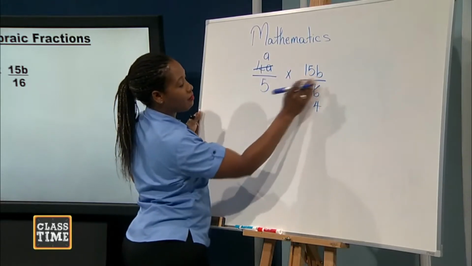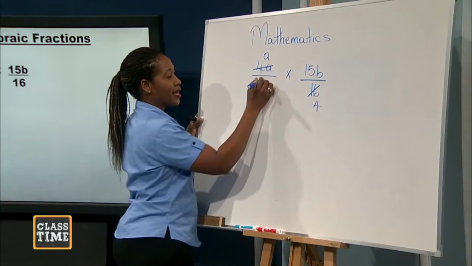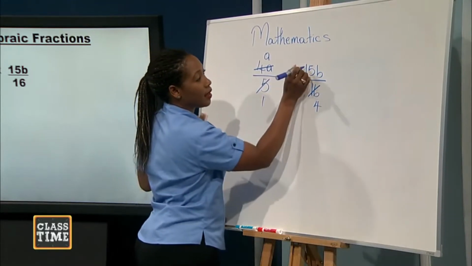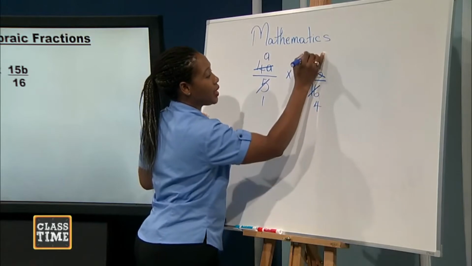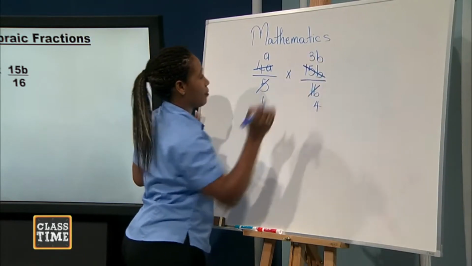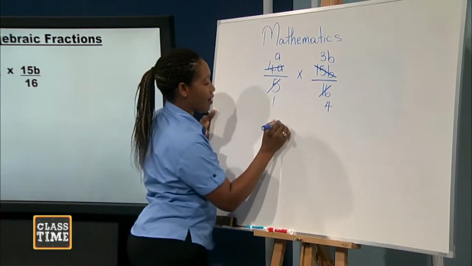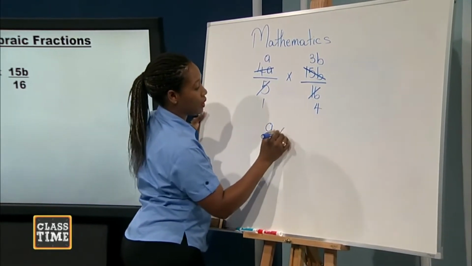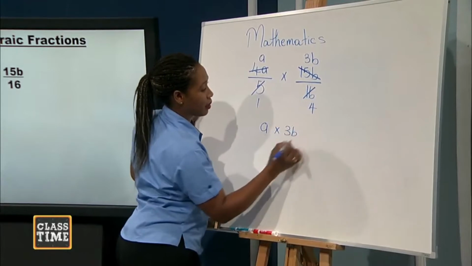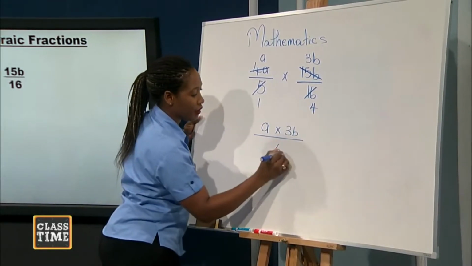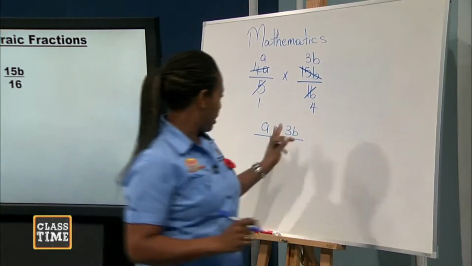And then I have 5b and 5. 5 is the highest factor. 5 divided into 5 is 1. 5 into 15b gives me 3b. All right, so let me rewrite what I have now. So I have a multiplied by 3b, all divided by 4 multiplied by 1 gives me 4. That looks right to me.